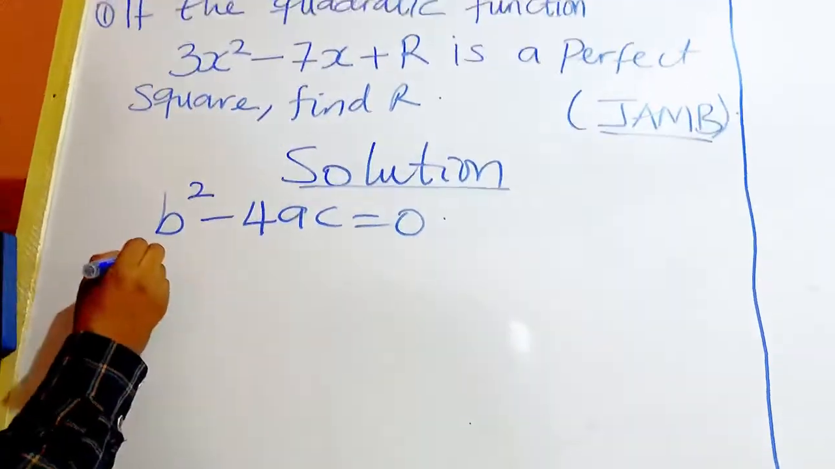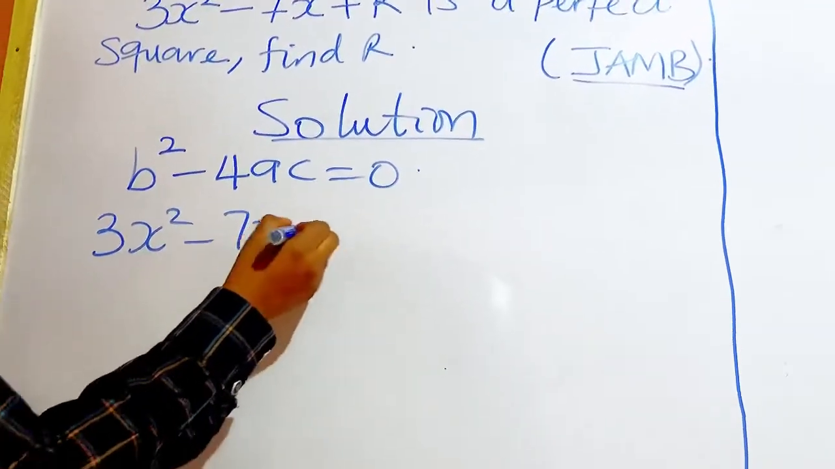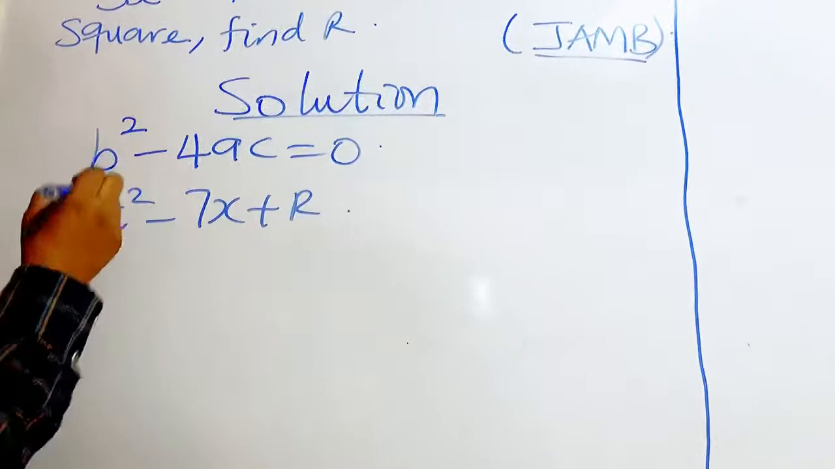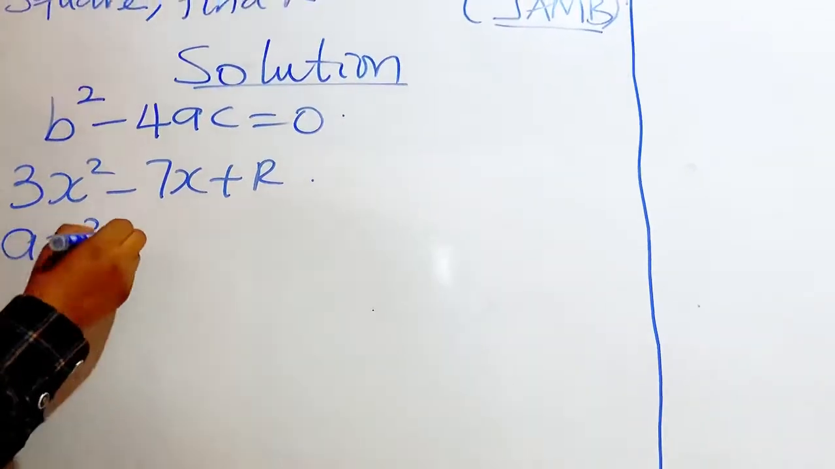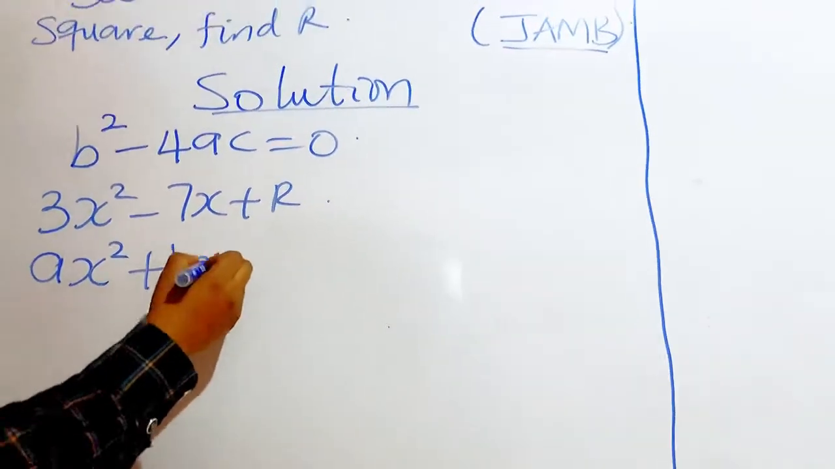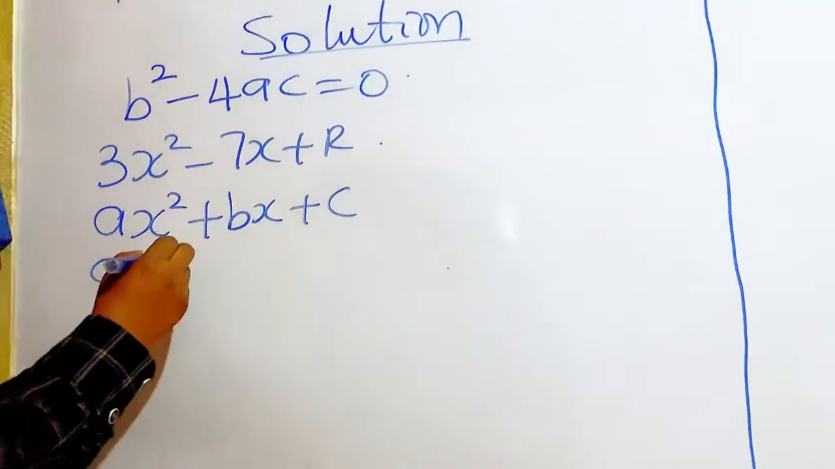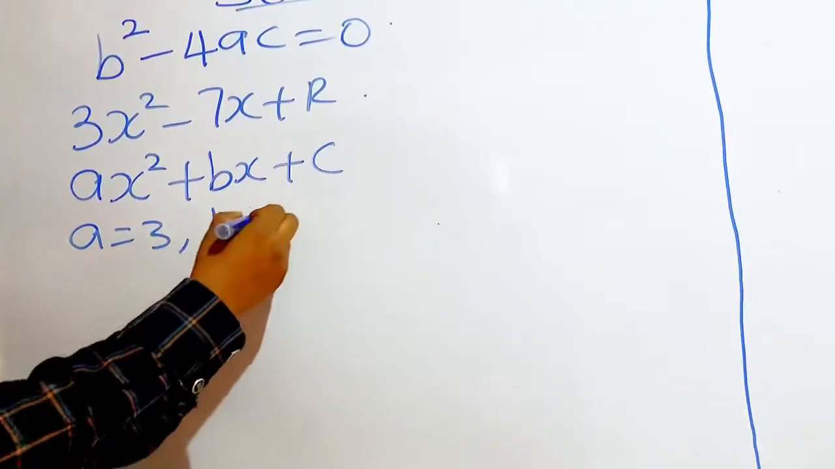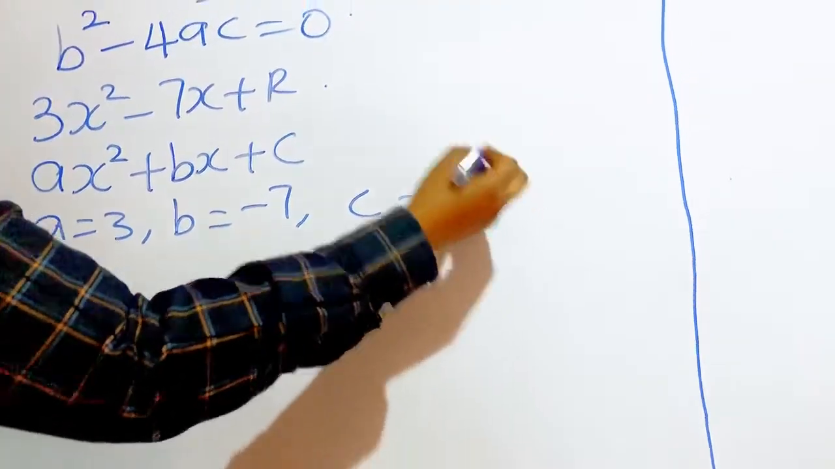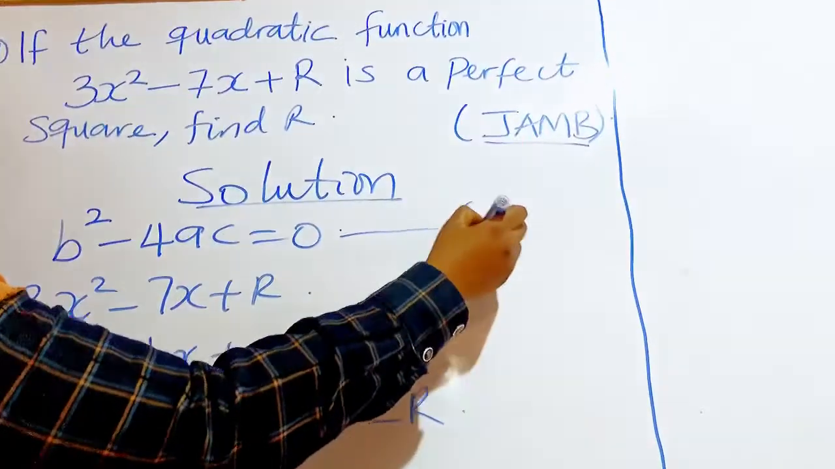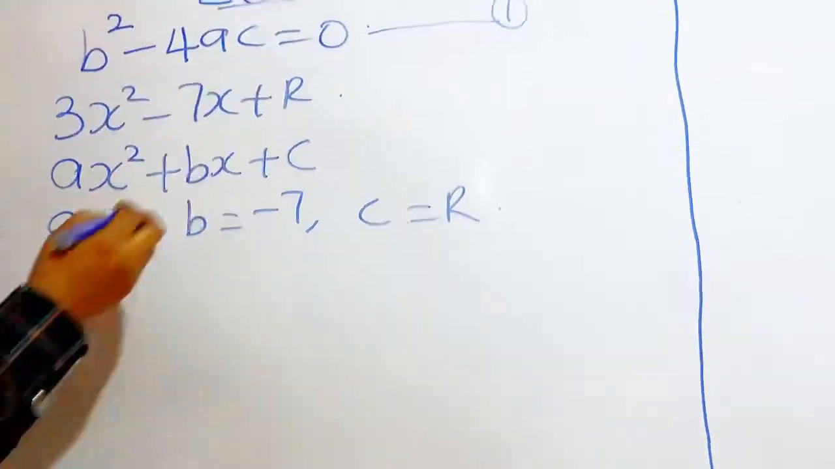Now, you need to write this function 3x squared minus 7x plus r, and compare it with the quadratic expression ax squared plus bx plus c. You can see that a is equal to 3, b is equal to minus 7, and c is equal to r. Then you have to substitute it into equation 1: b squared minus 4ac is equal to 0.